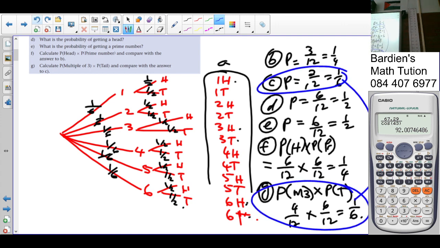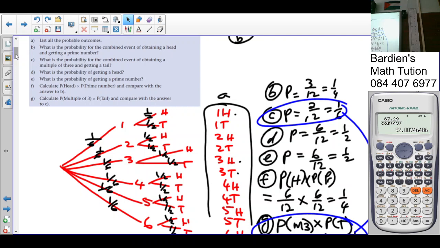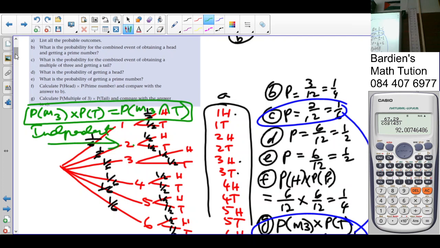Why is it the same? Because of the probability of the two events happening at the same time. And we'll speak about this probably in tomorrow's lesson. The probability of the multiples of 3 times the probability of tails is equal to the probability of the multiple of 3 intersection tails. If that is the case, as you can see in C, the combined events, we are saying the events are independent. And we'll speak about this in our next lesson.